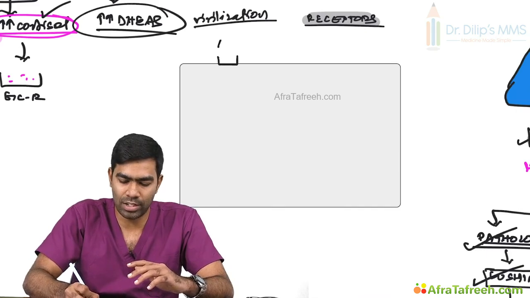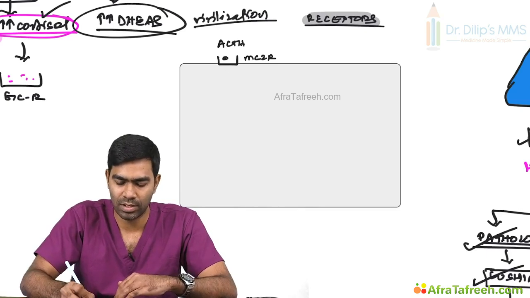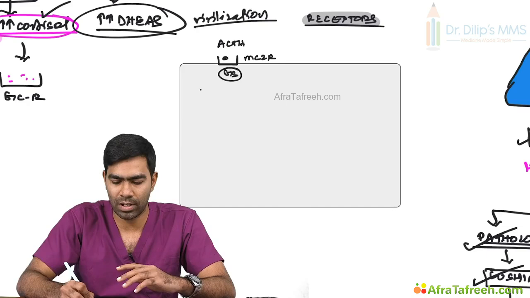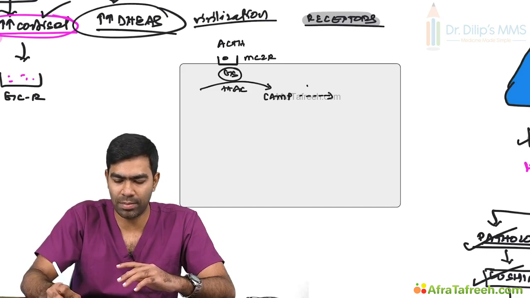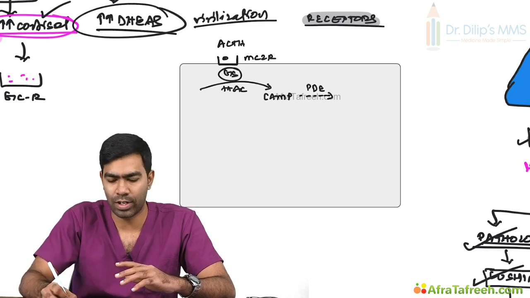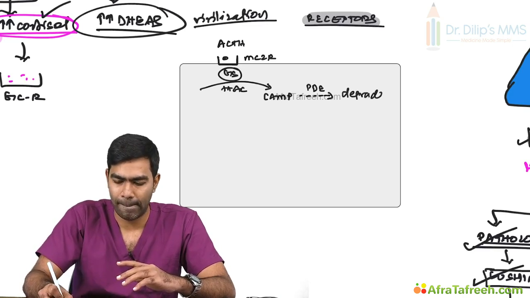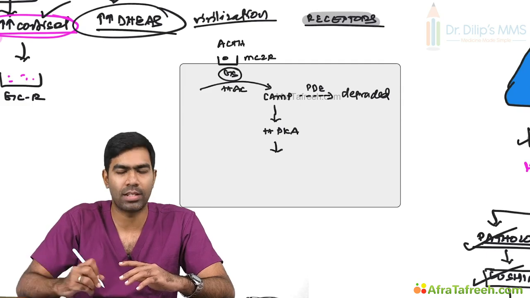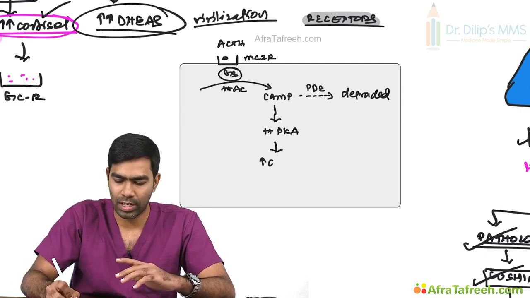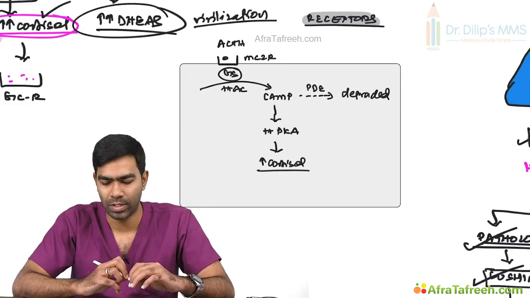We know that ACTH is going to work on the melanocortin 2 receptor, which itself is a G-stimulatory type of receptor, which means it is going to activate adenylate cyclase and produce cyclic AMP. I believe this cyclic AMP can be degraded by the phosphodiesterase enzyme. This cyclic AMP is further going to activate protein kinase A, and this protein kinase A activation is the main reason for increased cortisol production in the zona fasciculata cell.